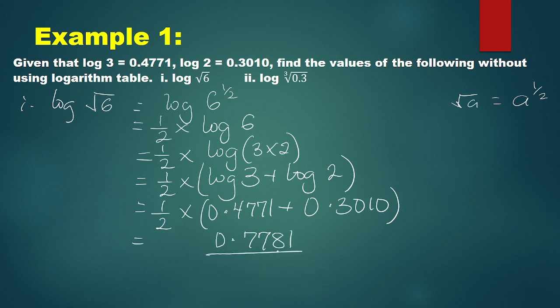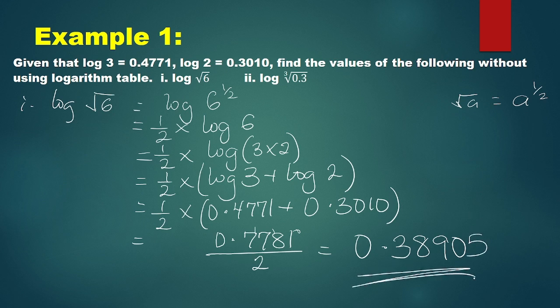Now, if I add further, I'll have 0.7781 divided by 2, which ends up giving us: 7 divided by 2 is 3, remainder 1. 17 divided by 2 is 8, remainder 1. 18 divided by 2 is 9. 1 divided by 2 is not possible, so I'll write down the 0 and add a 0. 10 divided by 2 is 5. So this is the answer to the question.